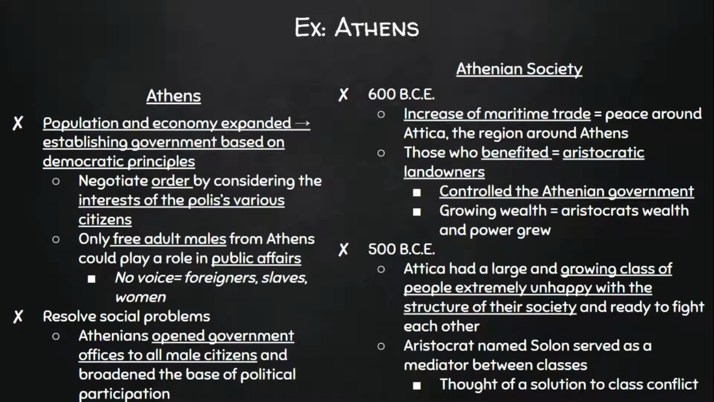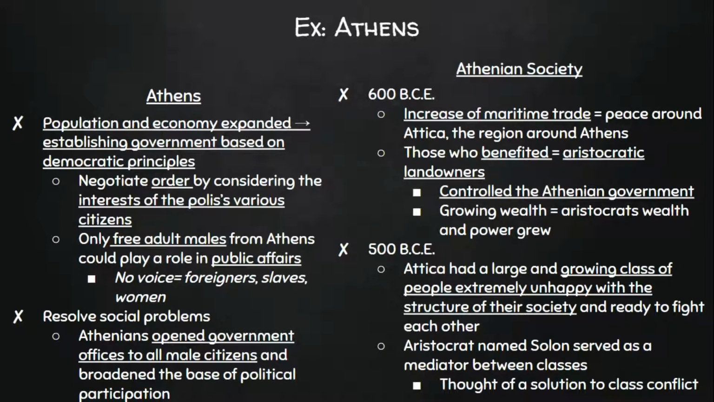So looking at Athenian society, by about 600 BCE, there was an increase of trade throughout the Mediterranean basin, or maritime trade. There was a lot of peace around Attica and the regions in Athens. And those who benefited the most from this trade were the aristocratic landowners. They essentially, during this time, controlled the Athenian government. With their growing wealth came their growing power.